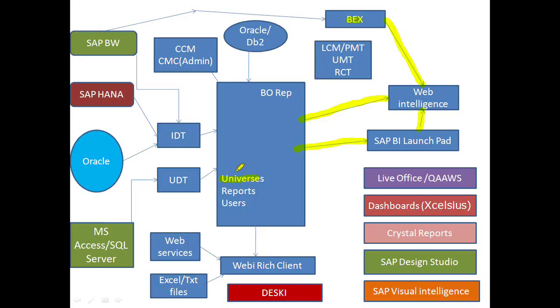Okay. So what is a universe? A universe is a semantic layer between the database and the web intelligence developer. BEX is a query which can be defined, which can be created on the BW side. BEX is what we use for reporting purposes in the BW system.